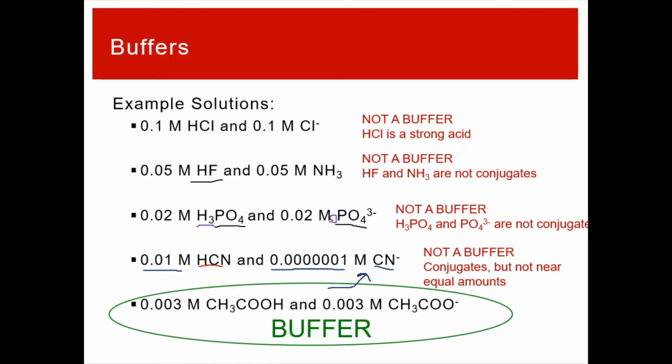So in order to make a buffer, you have the conjugate pair. You can see we have our acid, it's acetic acid, and then we have the conjugate, the acetate, and then importantly, we can see 0.003, 0.003. They're not high, but importantly, they are very similar. These are near identical, meaning that this solution is a buffer.